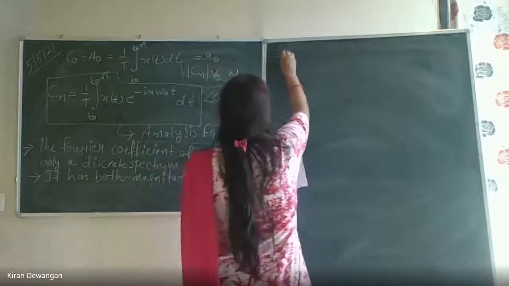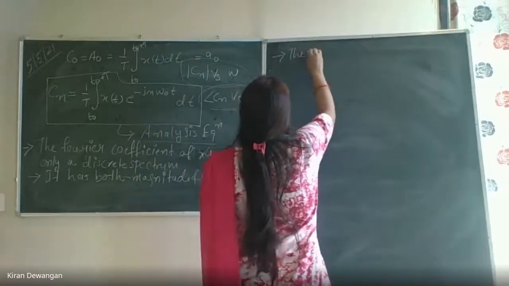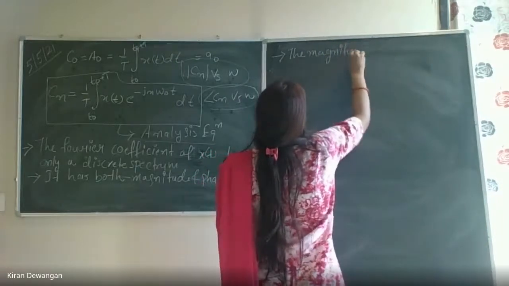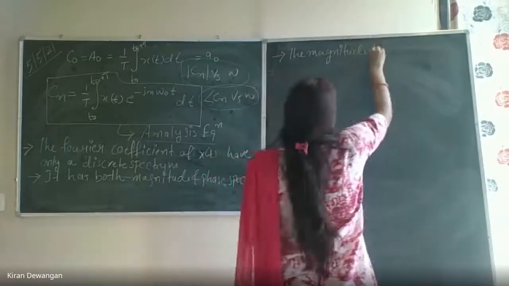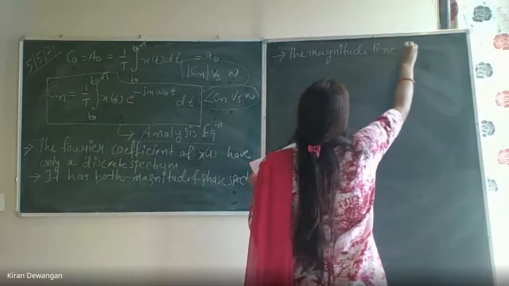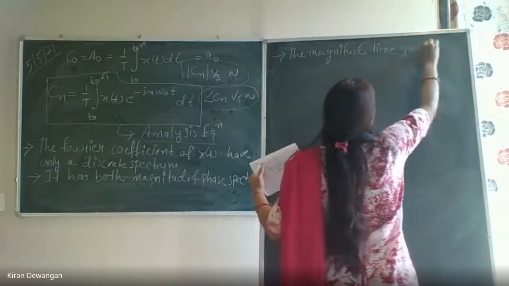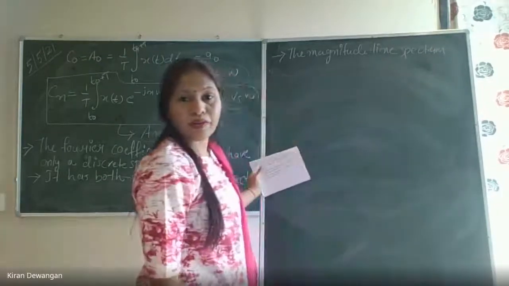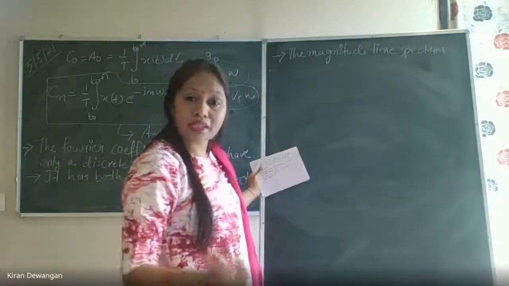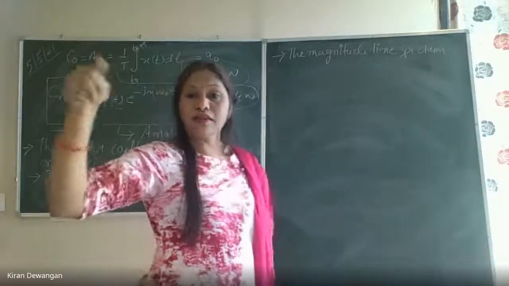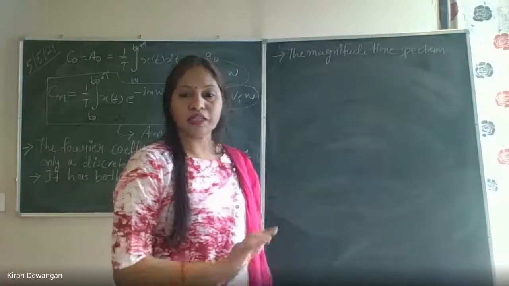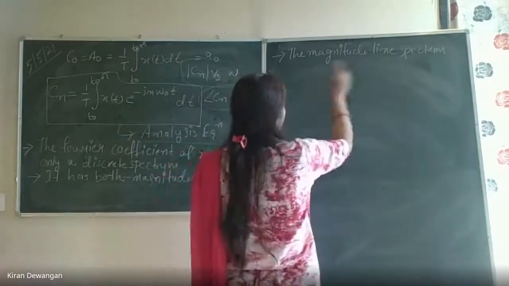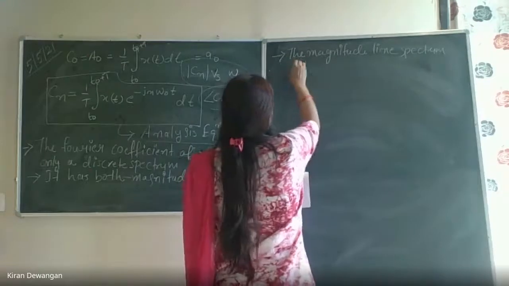The next point is the magnitude line spectra. Now we call it a line spectrum. Why do we call it a line spectrum? Because it's a discrete spectrum. So what does line spectrum mean? It is discrete in nature, because it appears in the form of lines. That is why we call it a line spectrum. There is no other reason for calling it a line spectrum.